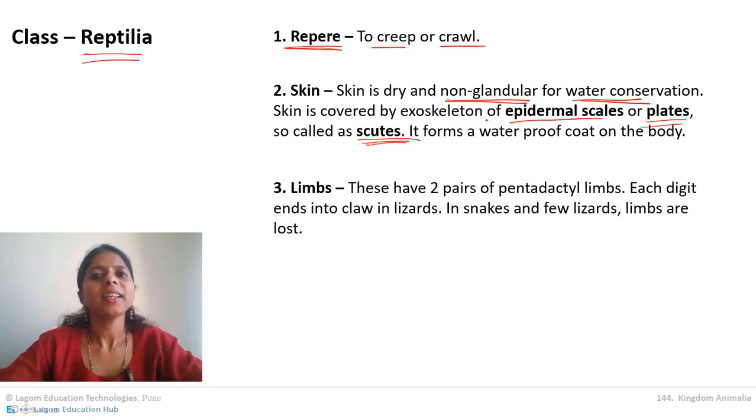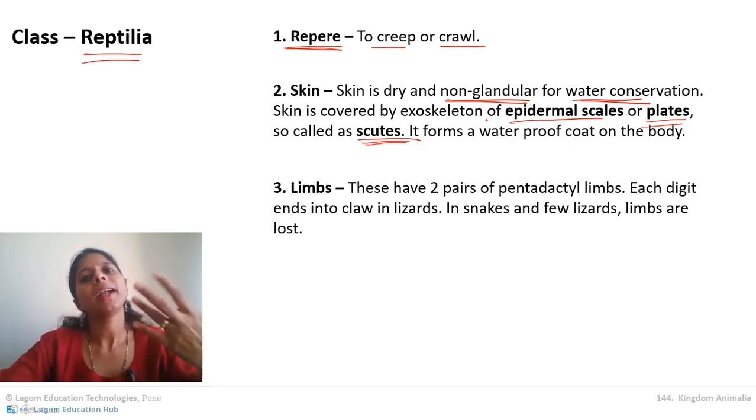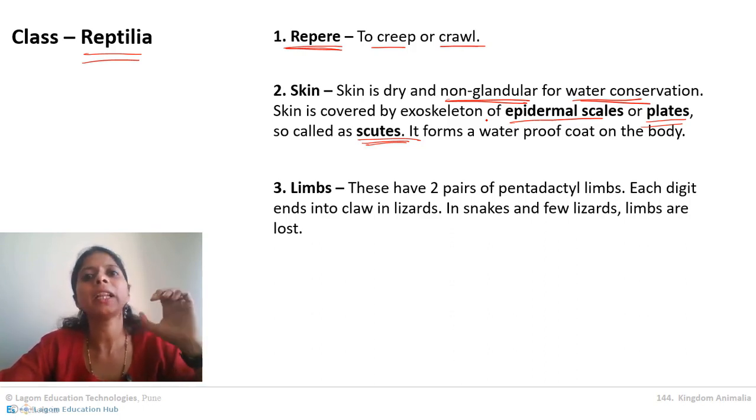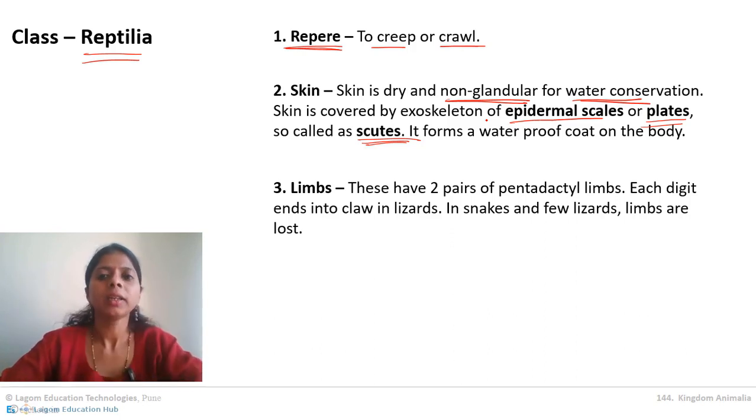The next characteristic is that there are 2 pairs of limbs, forelimbs and hind limbs, and limbs are modified according to their purposes. In case of snake, it lost its limbs during the process of evolution, as I explained to you in the Tetrapoda. Again, the limbs are with digits and specifically with 5 digits. Whenever limbs are with 5 digits, they are called pentadactyl limbs. So limbs are pentadactyl. In some cases limbs are lost, for example snakes, and in some lizards also.